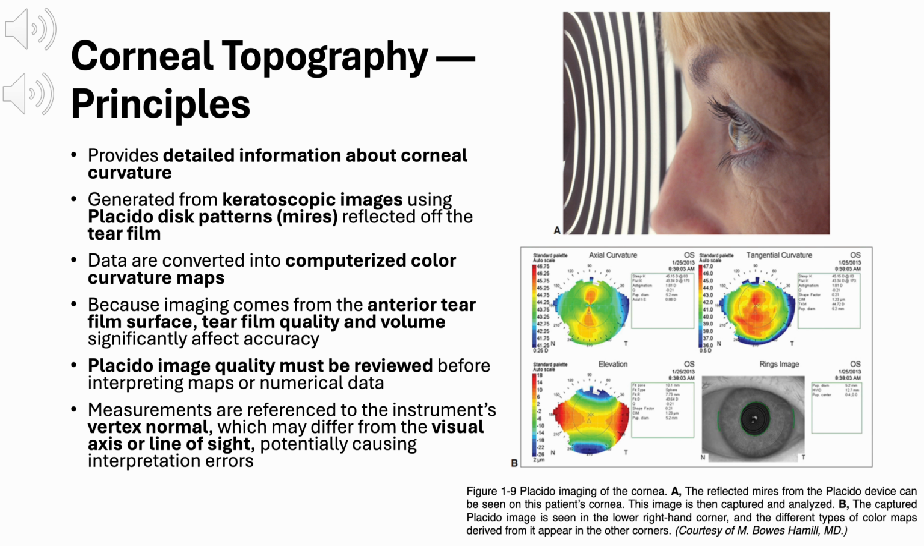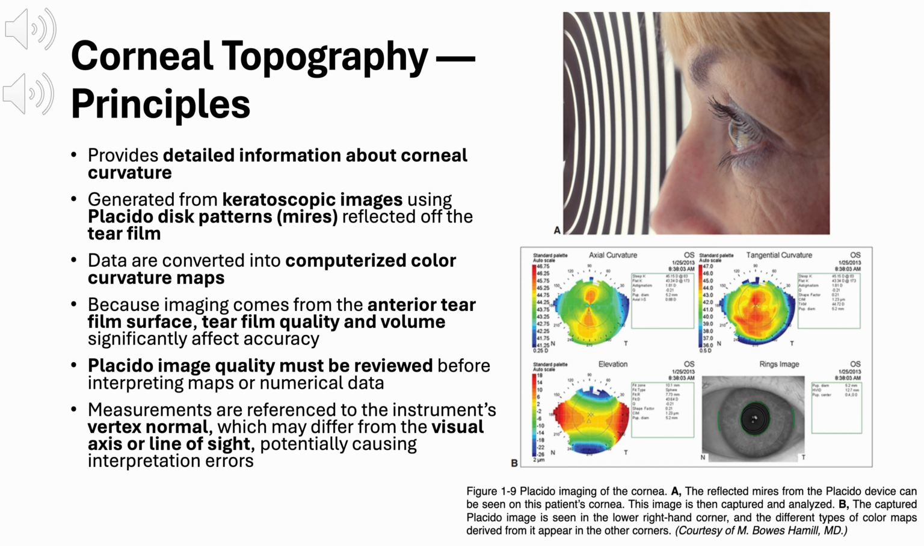Now we'll go over the basic principles behind corneal topography. Corneal topography provides detailed information about corneal curvature. It's generated from keratoscopic images created by Placido disc patterns, also called Mires, that are reflected off the tear film on the anterior corneal surface.